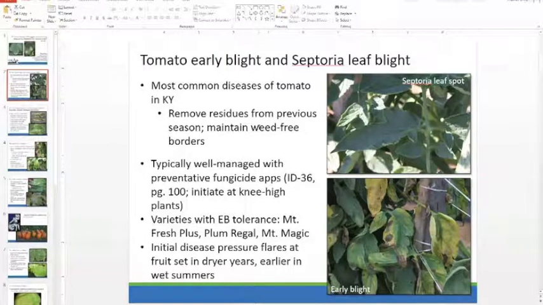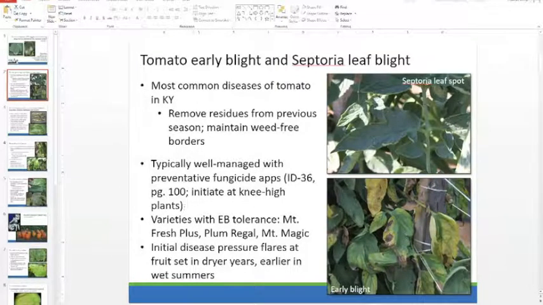Both of these diseases initiate in the lower foliage and then work their way up over the course of the season. They'll be more severe under rainy conditions. These two are typically well managed with preventative fungicide applications, and if you're familiar with the fungicide program in ID-36 on page 100, that fungicide program should give good control of these two foliar diseases. I recommend that folks initiate that no later than knee-high plants out in the field.